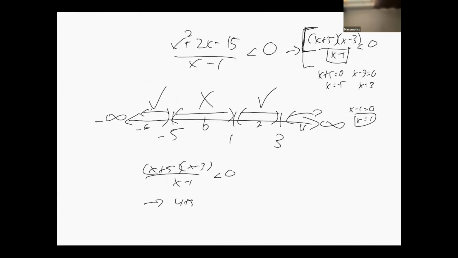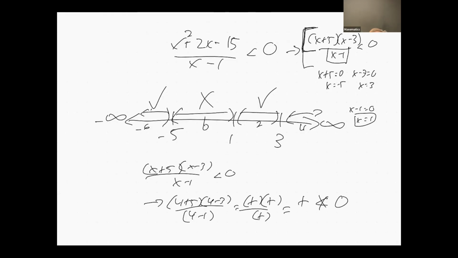Well, 4 plus 5 is positive. 4 minus 3 is positive. 4 minus 1 is positive. The whole thing is positive, right? Positive times a positive is positive, divided by a positive is positive, but positive numbers are not less than 0. So that interval is not true.